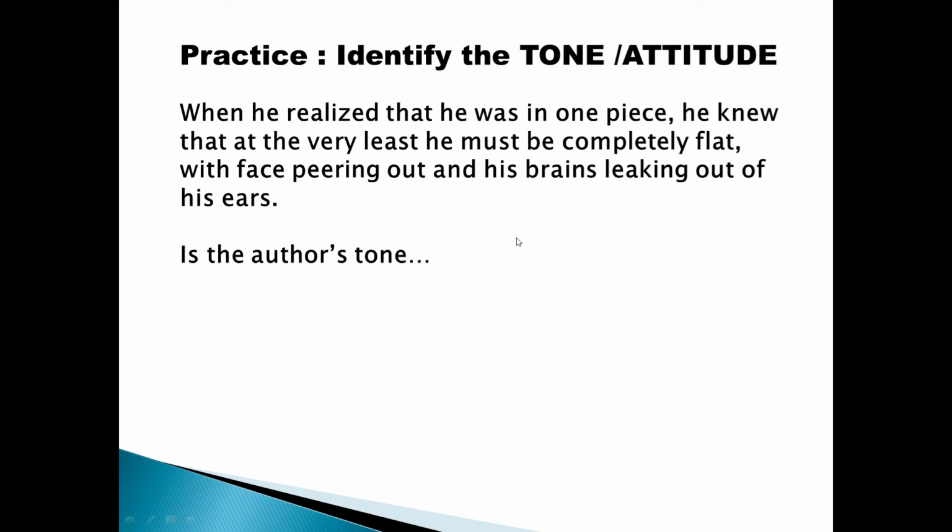Let me read it out. "When he realized that he was in one piece, he knew that at the very least he must be completely flat, with face peering out and his brains leaking out of his ears." Now, is the author's tone serious, regretting, humorous, or calm?